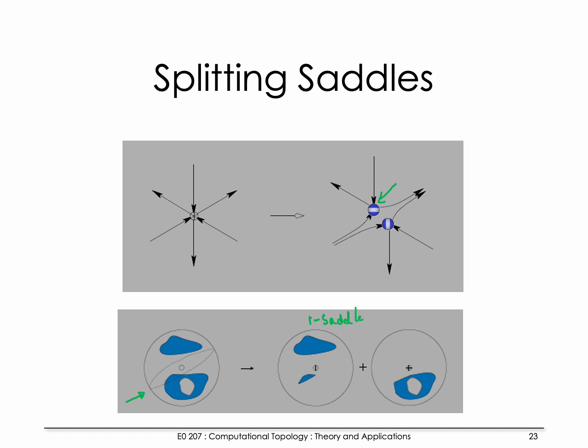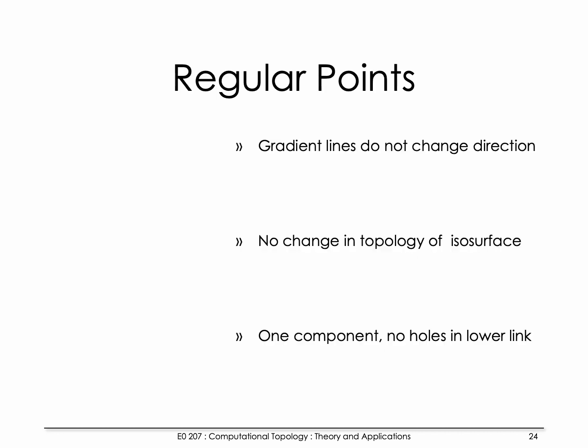And there is another vertex which is the two saddle. So if you look at the neighborhood of the two saddle, you can see that it is an annulus. So what you see in blue here is the lower link neighborhood. What remains are the regular points. So any point that is not critical is called a regular point.